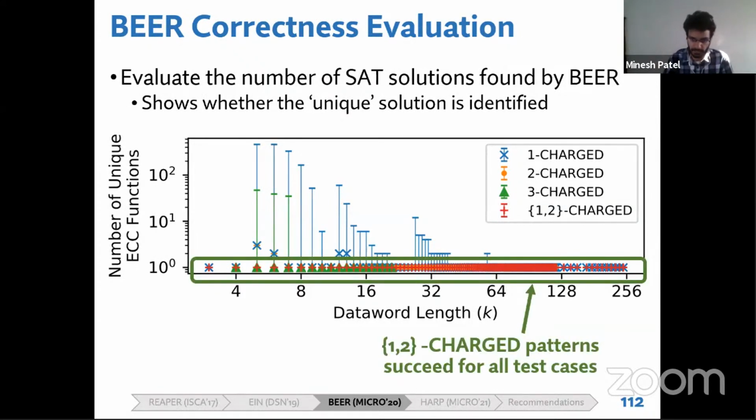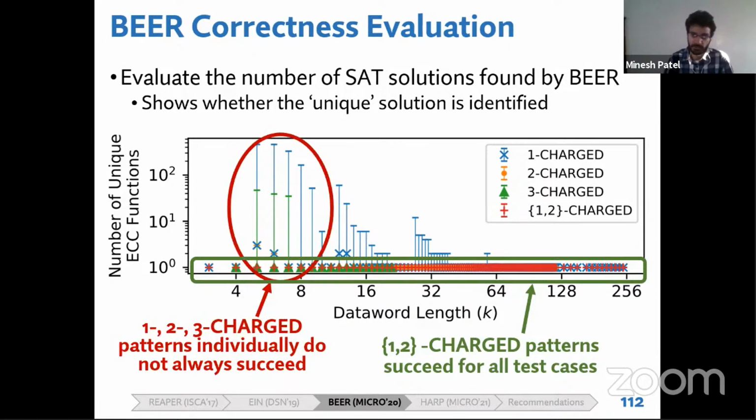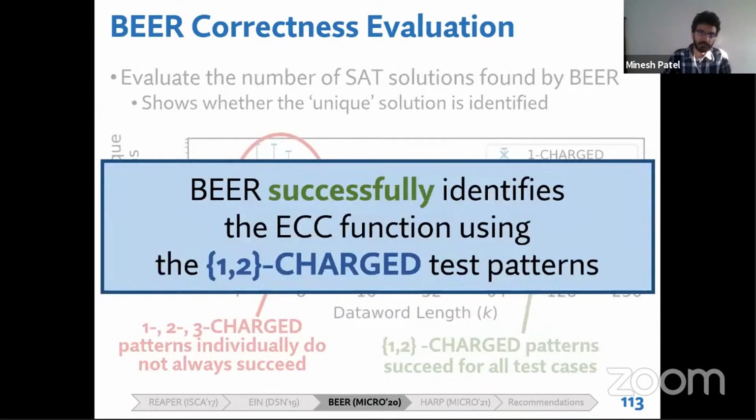The first thing that we notice is that the 1 and 2 charge test patterns combined always find a single unique solution for all test cases. We also see that the 1, 2, and 3 charge patterns individually sometimes find more than one ECC function that can explain the observed uncorrectable errors. So we conclude that BEER successfully identifies the ECC function using the 1 and 2 charged combined test patterns.